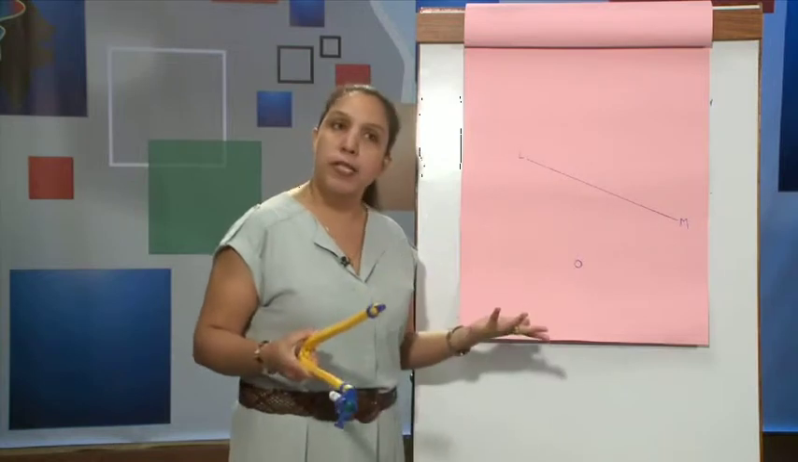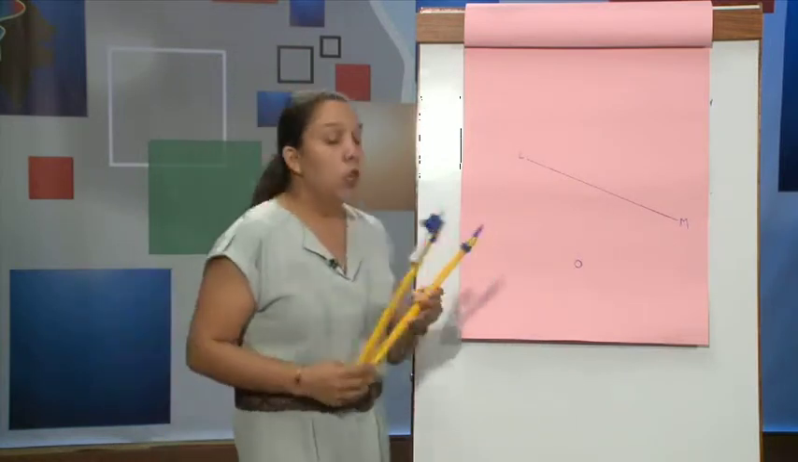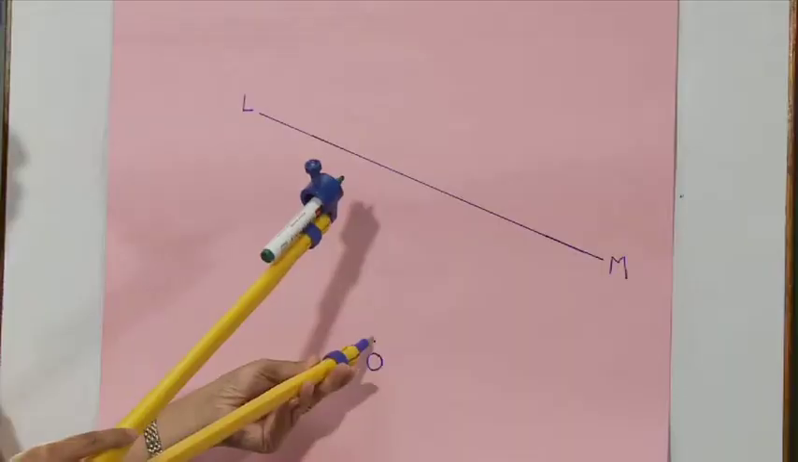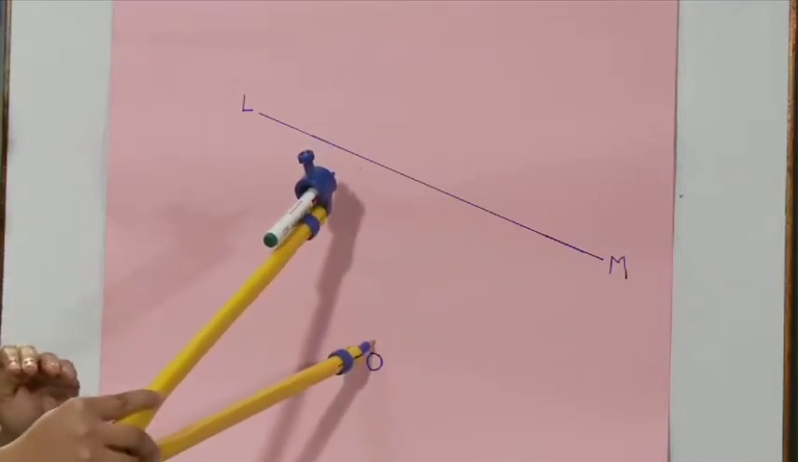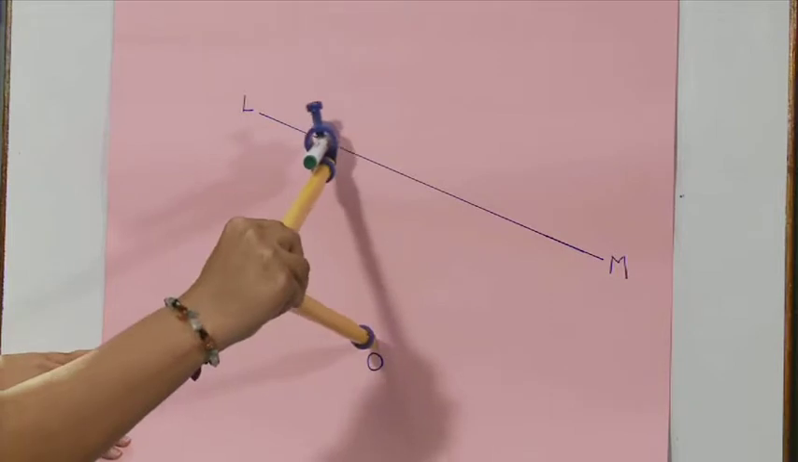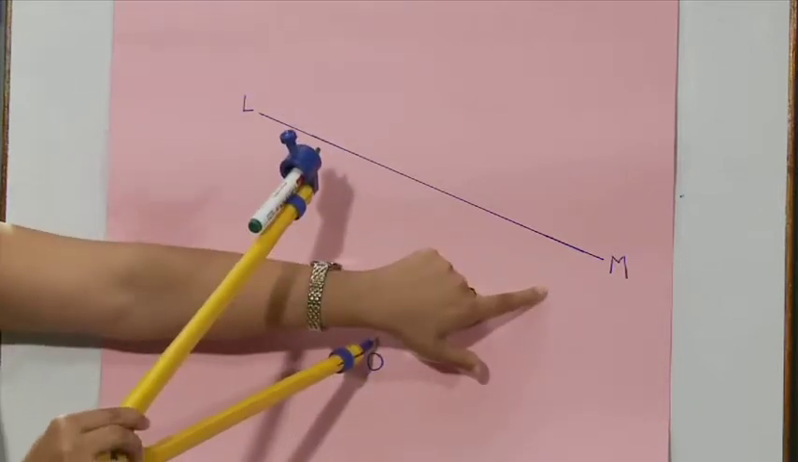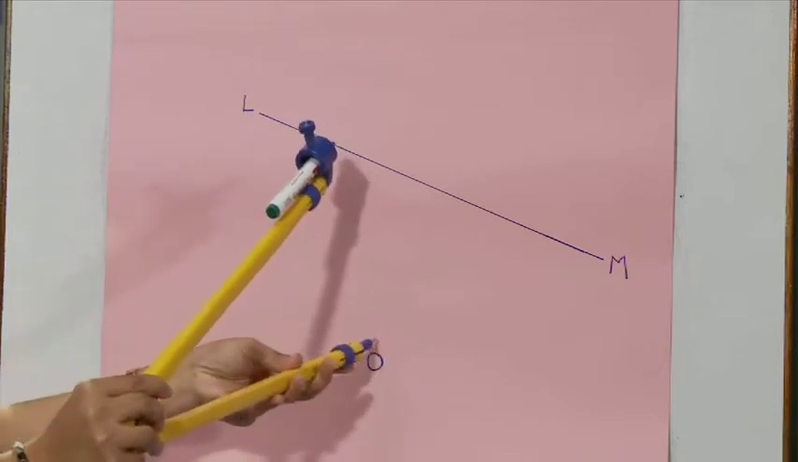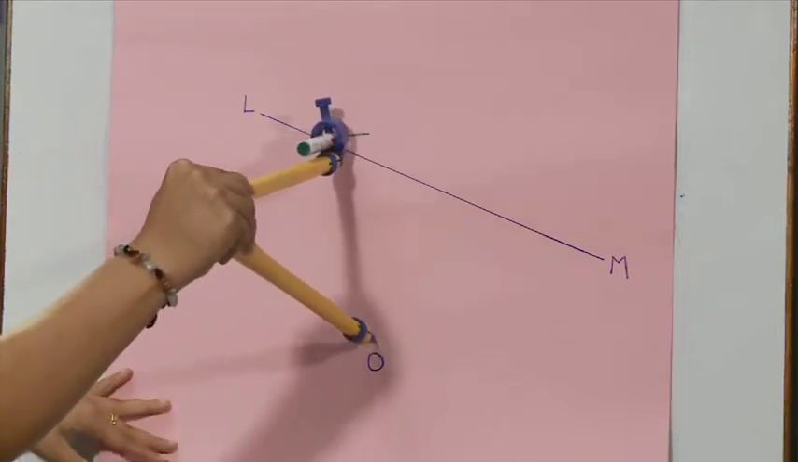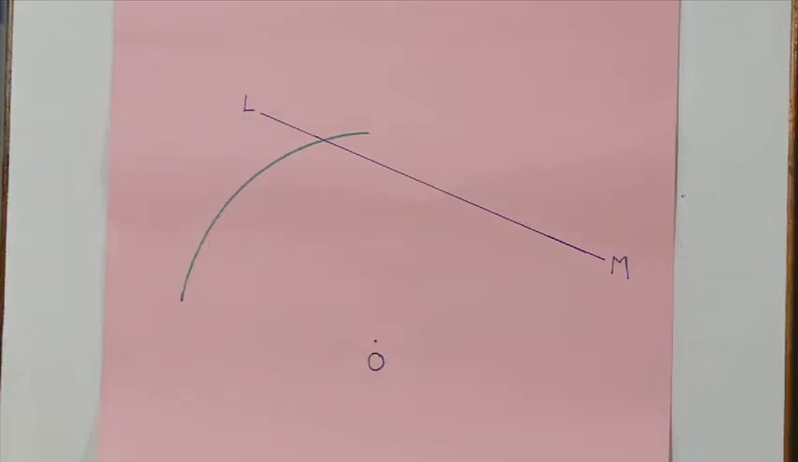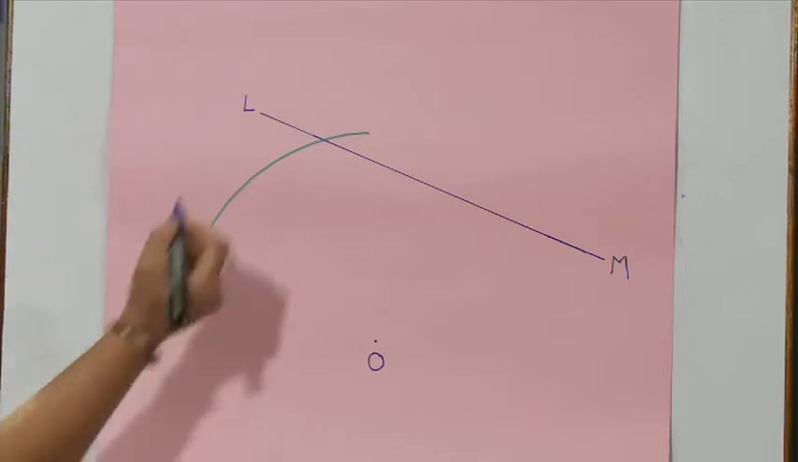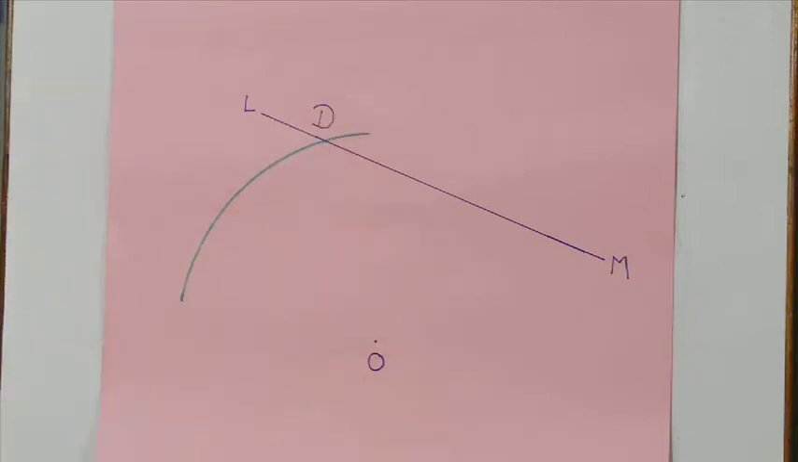Now, how do we proceed? Okay, you put the pointer on the point where you want the line to go, okay? And then you will draw an arc that will cut the line LM. Okay, so let's do it. Pointer on O, and you will draw an arc. Here you are. And then what do we do? Well, let's label, first of all, this point here, right? We shall label it D. So that's your D.